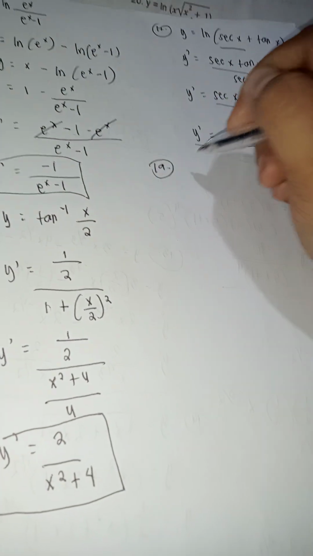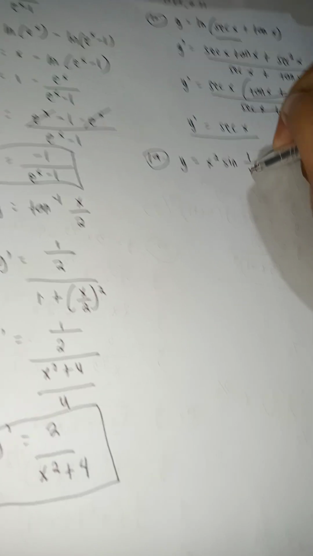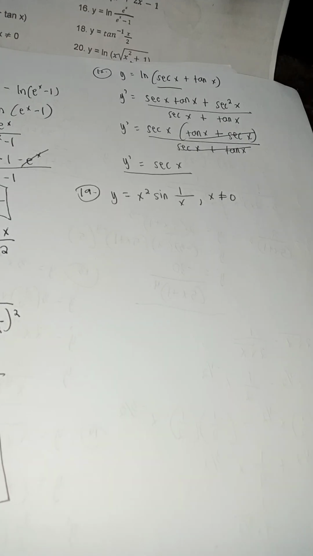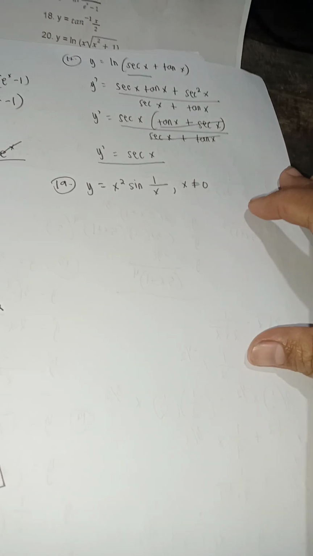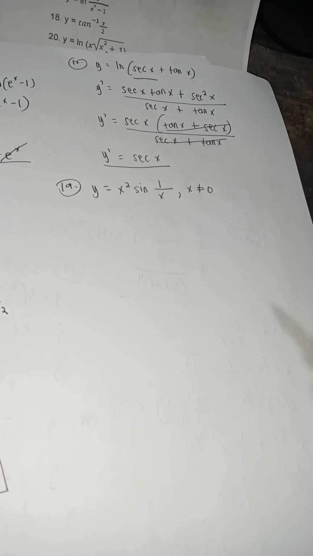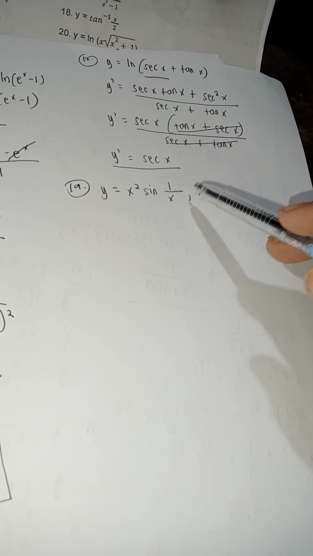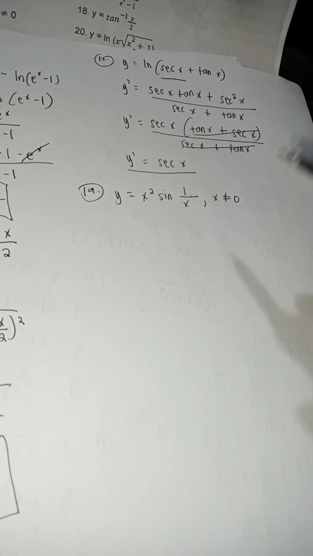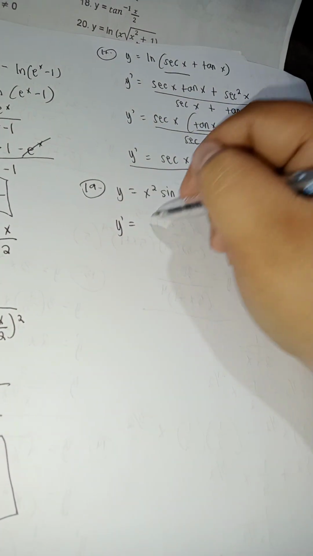For number 19, we have here the given y is equal to x squared sine 1 over x, x is not equal to 0. So in number 19, we are going to use the product rule and apply the chain rule. The derivative of sine 1 over x is cos 1 over x. The derivative of x squared is 2x. So we are going to substitute it by using the product rule.